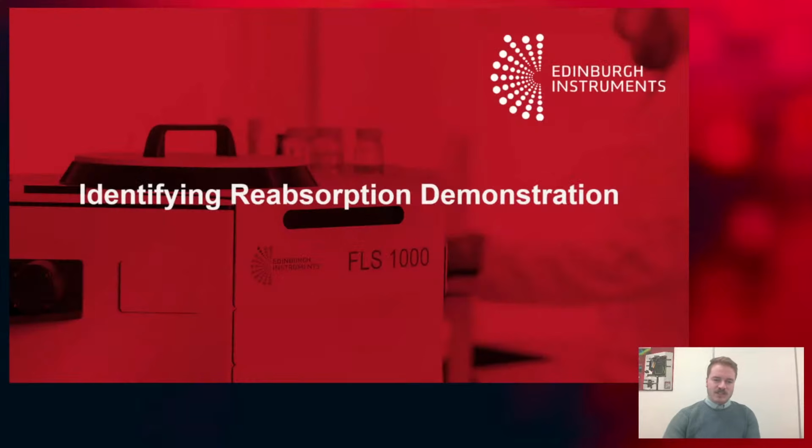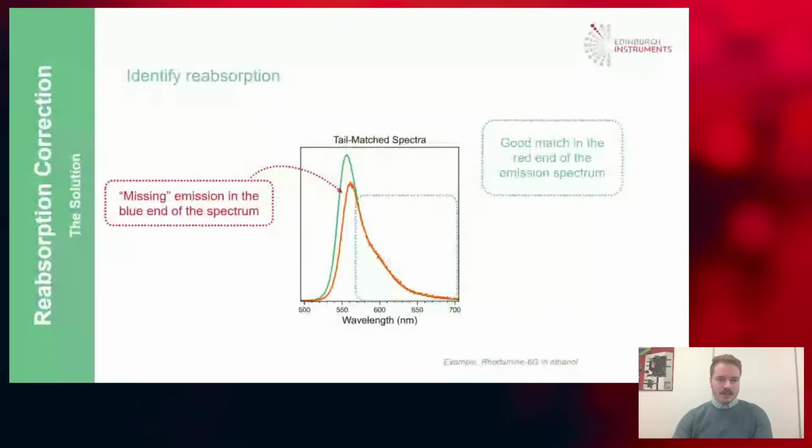So I'll come back into the slides and I'll show you. Like I said, we've identified reabsorption, and we did this by having a good match in our red end of the spectrum where the sample is not absorbing. However, we see a mismatch in the blue end of the spectrum where the sample can absorb.